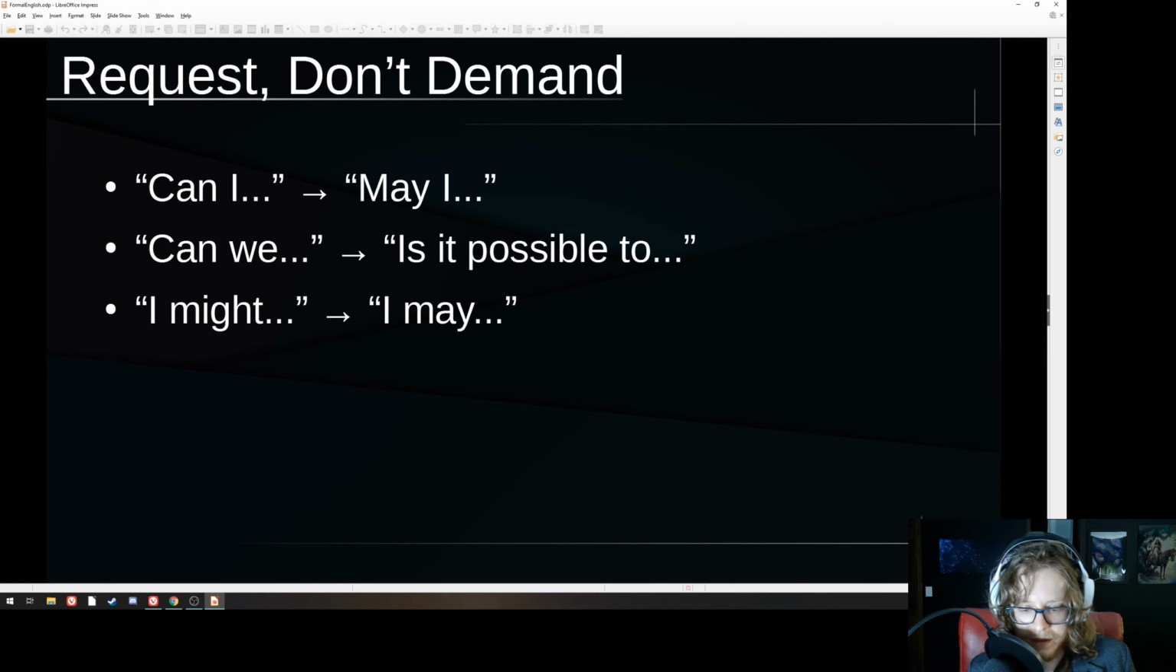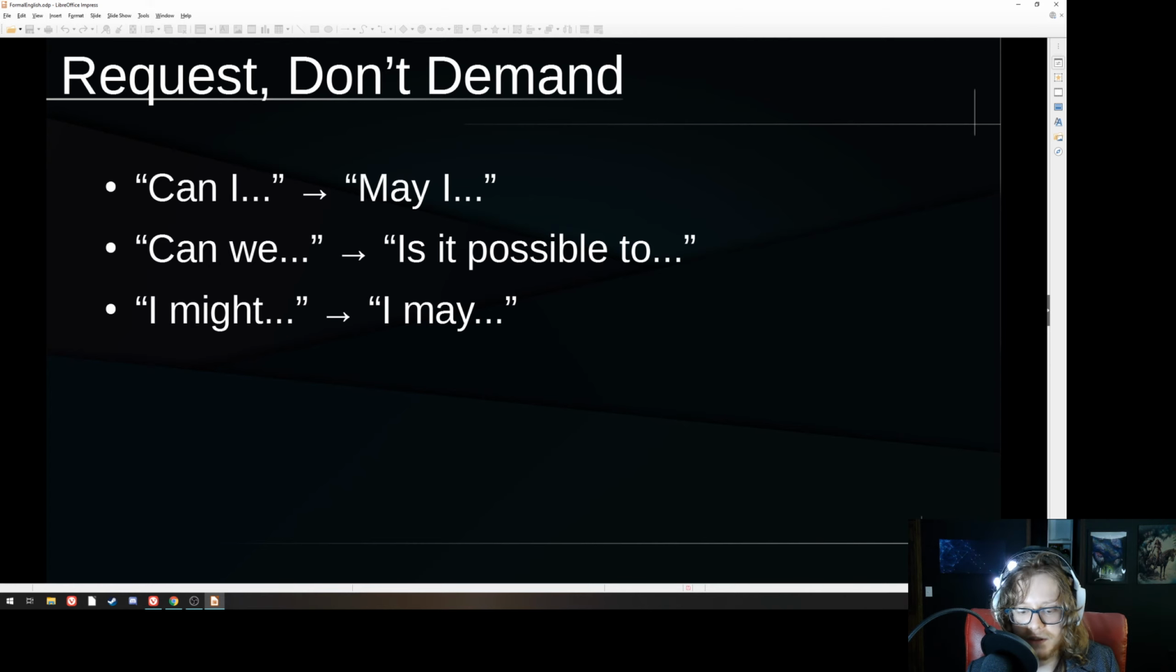So you would say, instead of, can I change this method to make it a little better, you would say, may I change this method to make it a little better? Instead of saying, can we improve this? You say, is it possible to improve this. And of course, yes, the classic teachers, can I go to the bathroom? And of course they say, well, yeah, you can. And then you pee your pants right there just to assert your dominance.